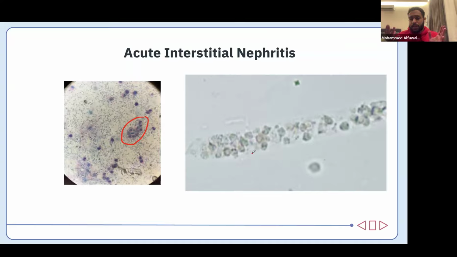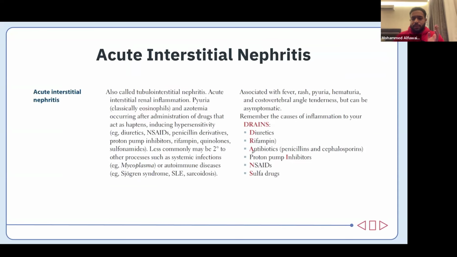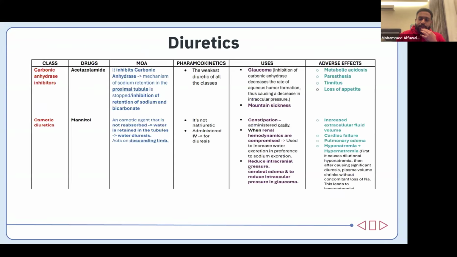And there are a certain set of medications that cause this, such as sulfa drugs, antibiotics, NSAIDs, and some other ones as well. I forgot, rifampin and diuretics, okay? Which is this mnemonic, and PPIs. Okay, these medications are nephrotoxic and will cause acute interstitial nephritis. And the hallmark of this is eosinophils. Okay, that's basically acute interstitial nephritis.